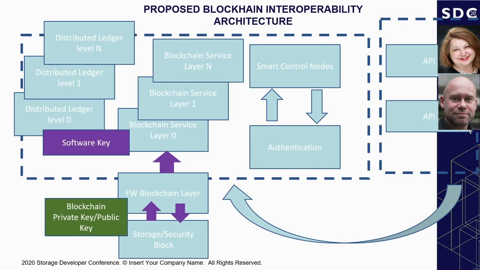Andrew, thank you very much for providing great insights and what we would like to propose. So with this, I would like to present a proposed blockchain interoperability architecture from our technical work group at SNIA, where we will build the blockchain layer with the storage, and then we'll have distributed ledger, blockchain services, smart nodes, authentication, and API. This is all still in the early stages, so stay tuned.